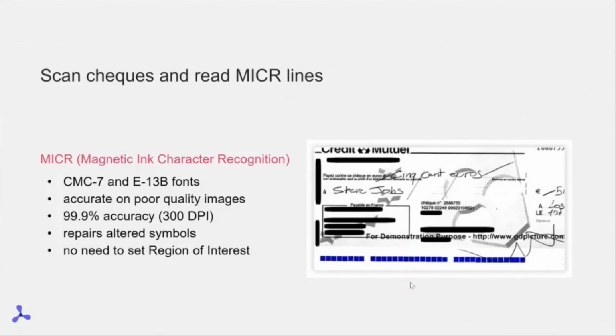Our MICR tool is accurate on poor quality and poorly contrasted images. Its recognition accuracy reaches 99.9% on 300 DPI images. It automatically repairs altered symbols and is symbol size tolerant. It detects MICR fonts automatically without the need to set the region of interest on the document. Without a tool to recognize these lines from scanned documents, financial institutions would need to manually enter this information into their systems. This can be time-consuming and error-prone, especially when processing large volumes of checks.